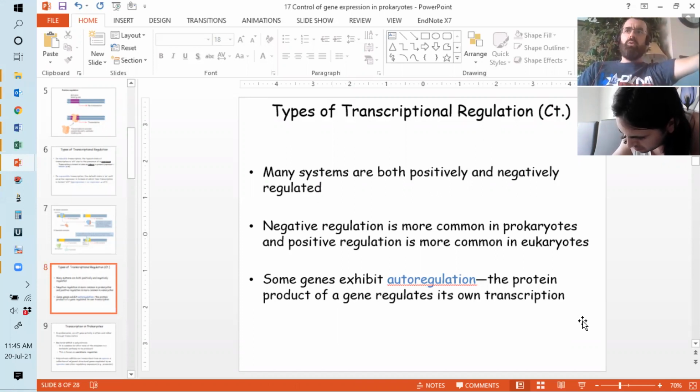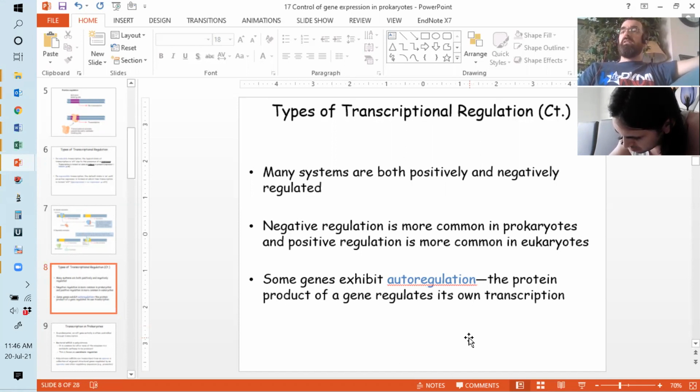In all systems, in both eukaryotes and prokaryotes, and we'll be getting to that in a little bit. As I've said, negative regulation is much more common in prokaryotes. Typically in prokaryotes, genes are on unless they're told not to be. The opposite is the case in eukaryotes. The vast majority of our genes are off at any one time, and they have to be told to be turned on.